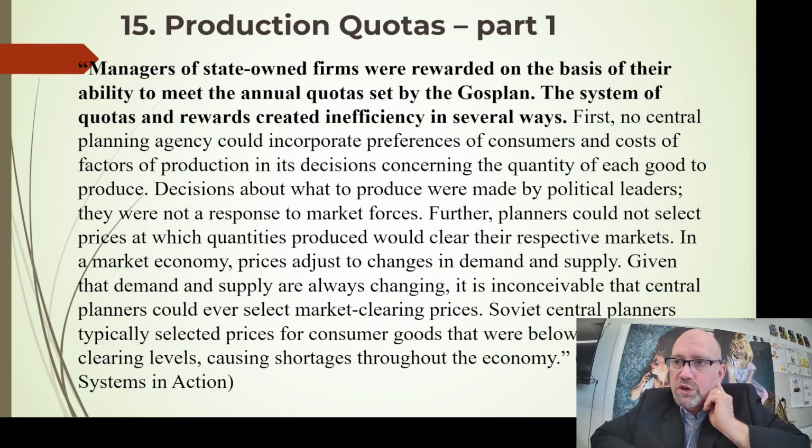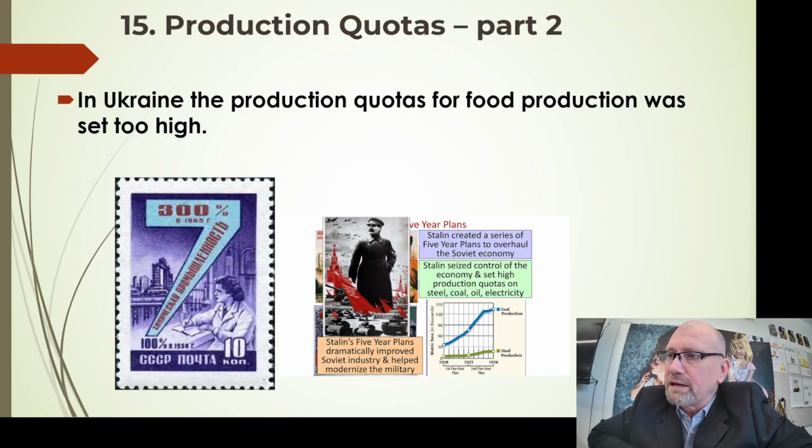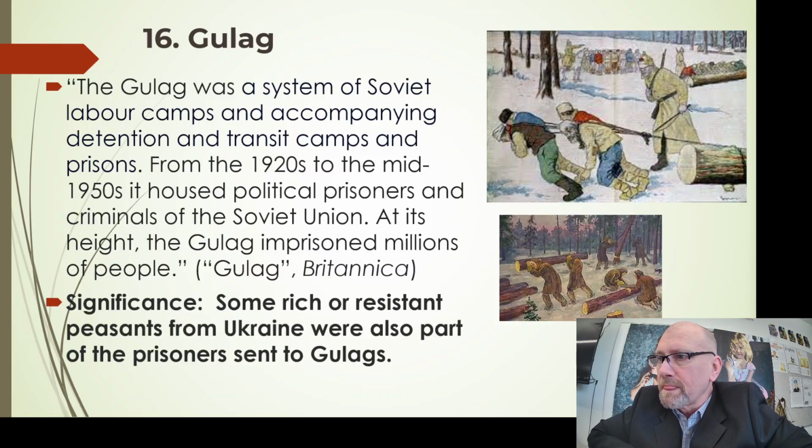Point number 15, you should know quotas. And specifically, to summarize, on the fast version, you should know that the quotas were much too high for the Ukrainians to feasibly follow through with. You can pause this video here if you would like to take a look further on this slide, but I'm going to go fast in this version of the video. In Ukraine, the production quotas for food production were set too high. It was impossible to meet without starving.